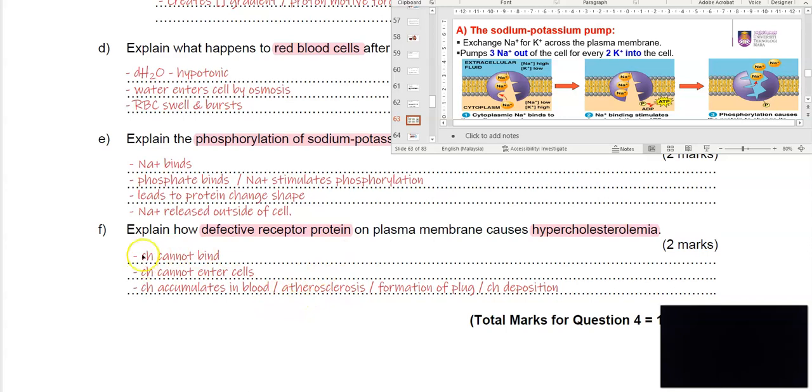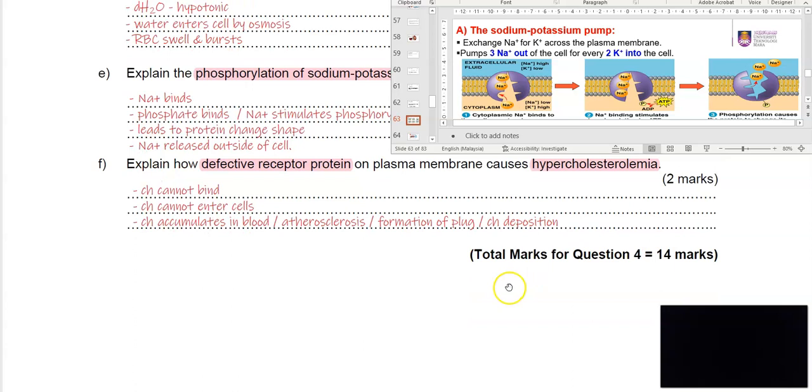So cholesterol cannot bind to the receptor protein. When cholesterol cannot bind to the receptor protein, it cannot enter into the cell and therefore accumulates in the blood and causes atherosclerosis, or cholesterol deposition.